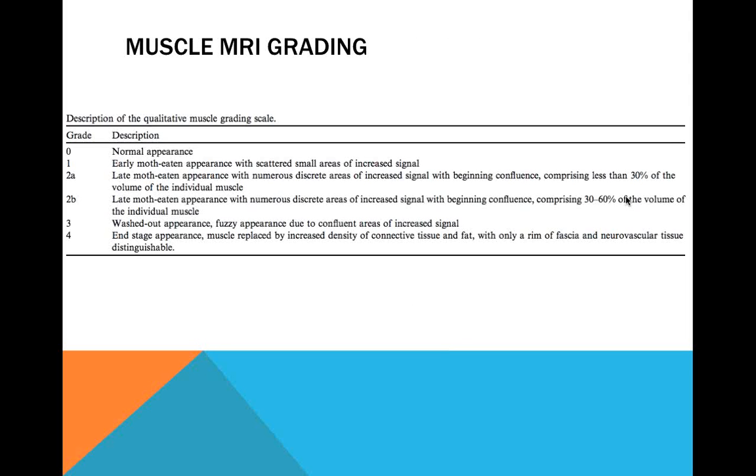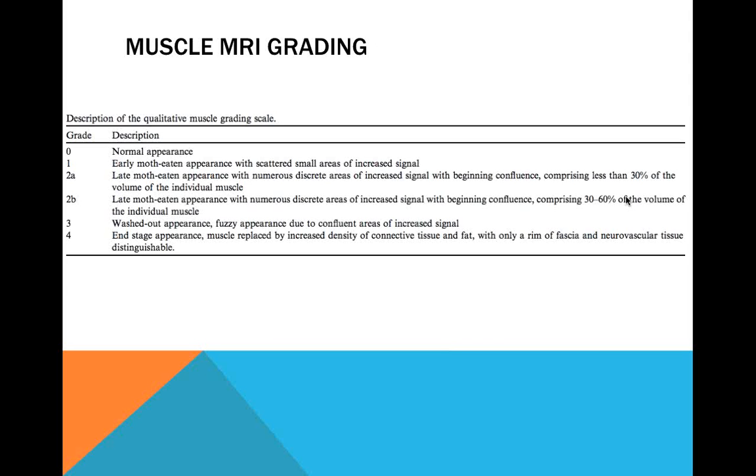Just to let you know, as I was speaking about standardizing it before, this is one of the grading scales that's been used to describe the muscle MRI. 0 being normal, 1 meaning moth-eaten appearance with scattered small areas of increased signal. So increased signal meaning the brighter areas that are either correlating with fat or fibrous tissue.